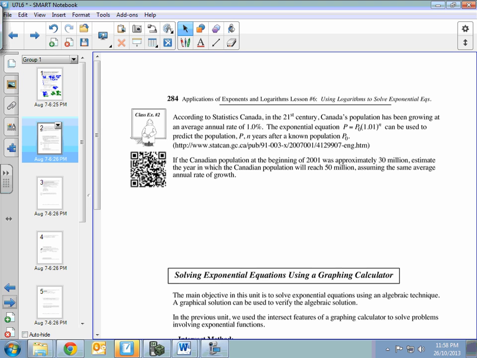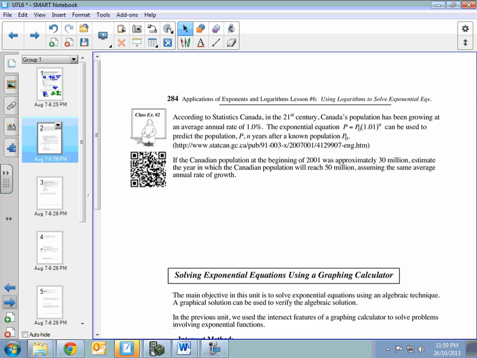According to Stats Canada, in the 21st century, Canada's population has been growing at an average annual rate of 1.0%. The exponential equation P equals P naught times 1.01 to the n can be used to predict the population P in n years after a known population P naught. We know this is exponential growth because b, your 1.01, is greater than 1, so it's growing at a rate of 1.0%. If you don't remember this, you might have to review a little from last unit.